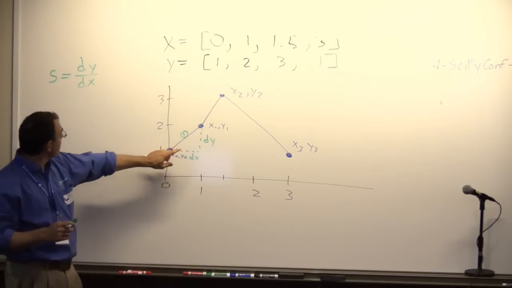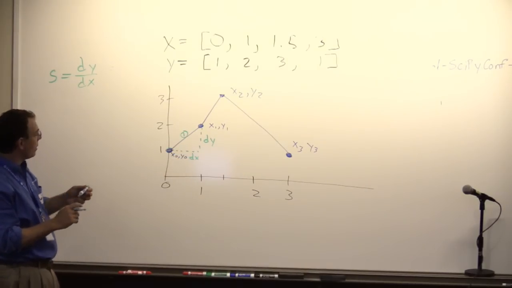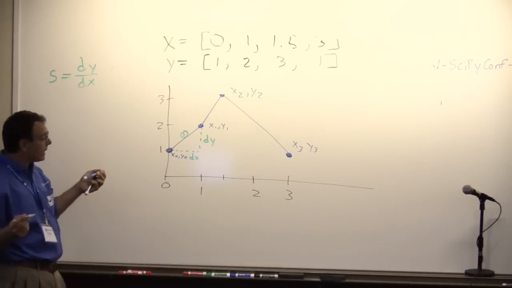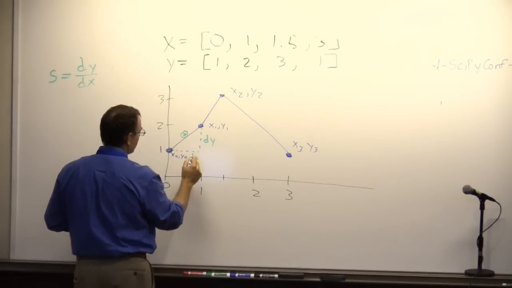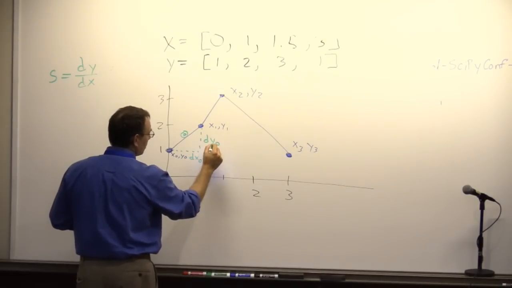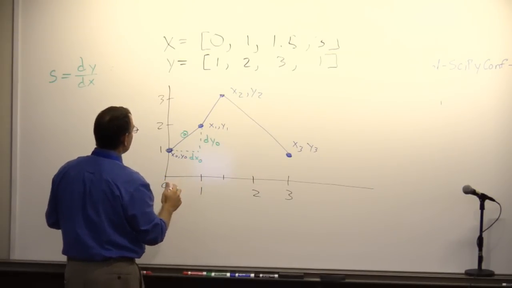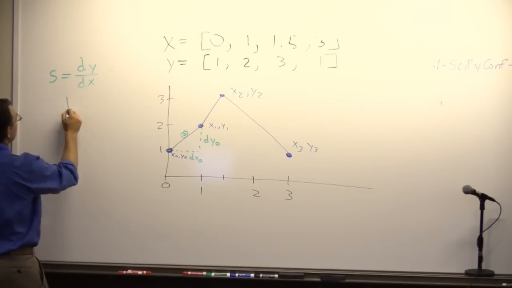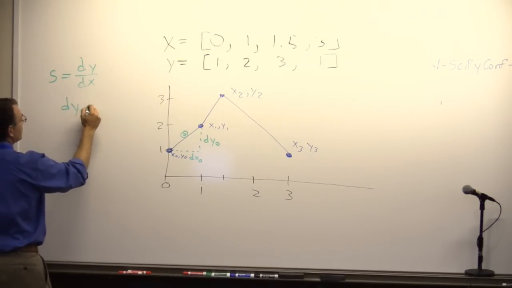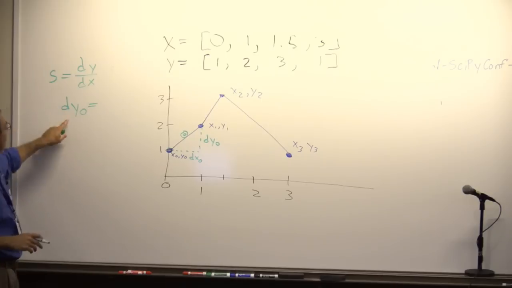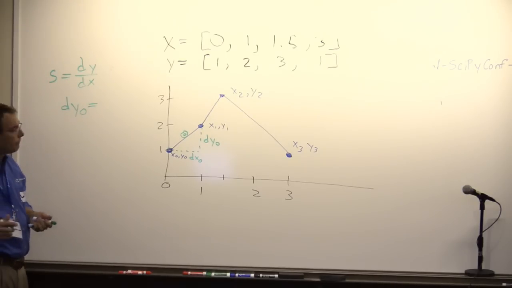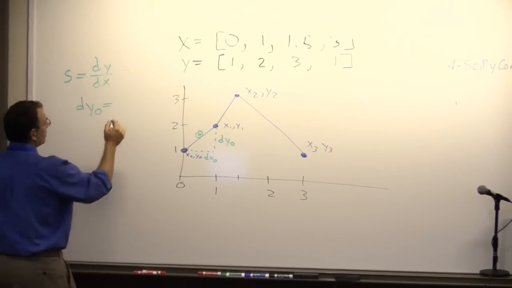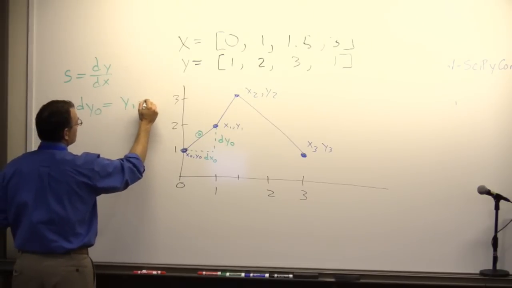So if we look at this and we have dy over dx, now I'm going to simplify right now. I'm going to call this the zeroth line, and we'll call the dy zero and dx zero. Now, if I just want to calculate the dy zero value, how do I do that? I'm just doing this piece. How would I do that? Subtract y1 minus y0.